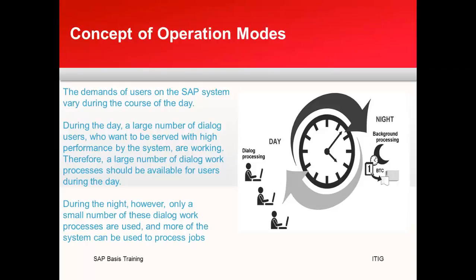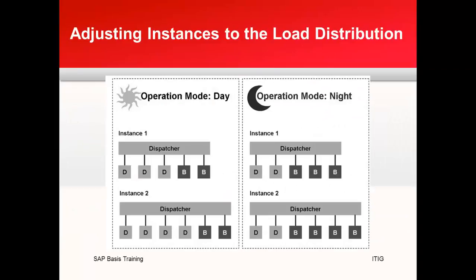So how do we address this problem? Basically, we want to utilize the system optimally so that the system is fully busy during the daytime, serving more dialog users with the dialog work processes, and at night time it should also be fully busy. That is to make sure that the dialog work processes are not idle because there are no users, but we are using them by converting them into background job processes. So how it is done, let's see. Basically, we are adjusting the instance to the load distribution.